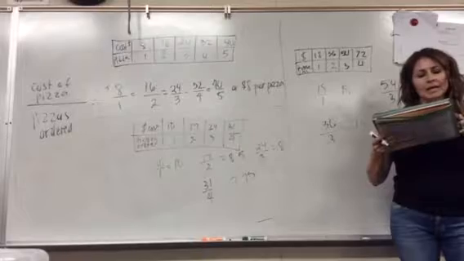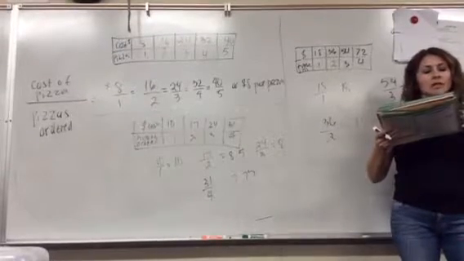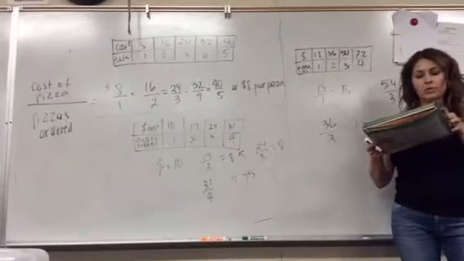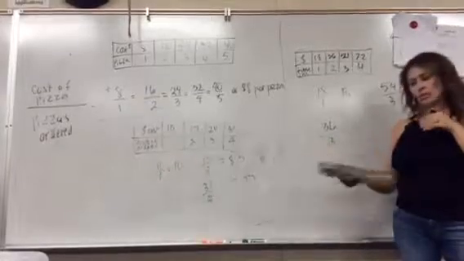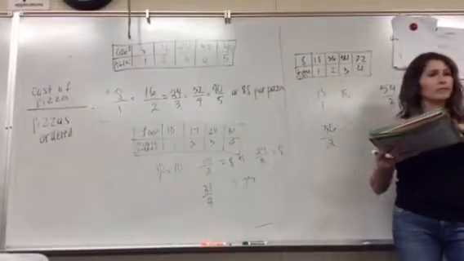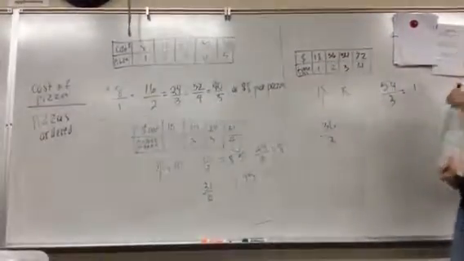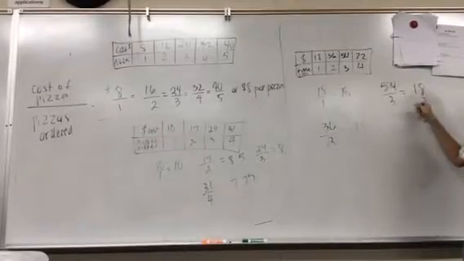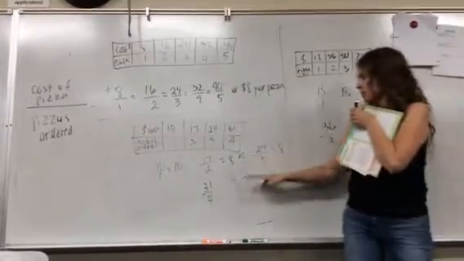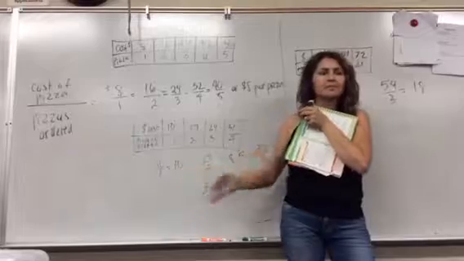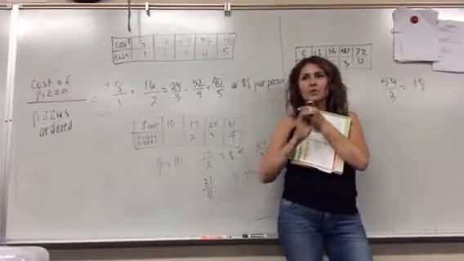So I would say that the cost of the order is not proportional to the number of tickets ordered. When it is proportional, you'll get the same number each time. When it's not proportional, it will change. Okay? We'll try these on our own right now.